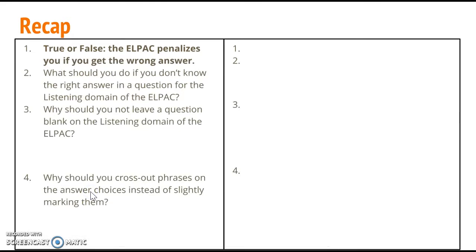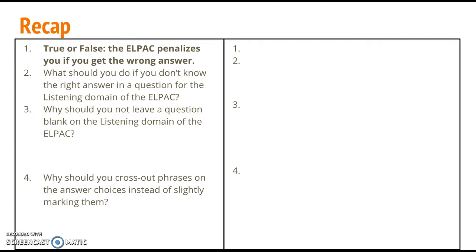And you're going to answer the questions on page 15. True or false? The LPAC penalizes you if you get the wrong answer. Now, if you don't know what the word penalizes means, go ahead and look it up. Circle the word and look it up. And then number 2, what should you do if you don't know the right answer in a question for the listening domain of the LPAC? And then why should you not leave a question blank on the listening domain of the LPAC?